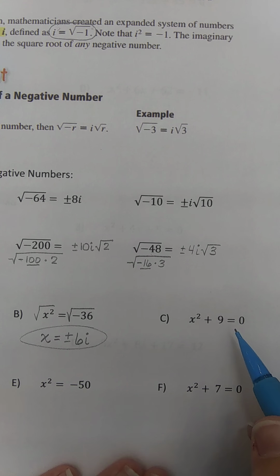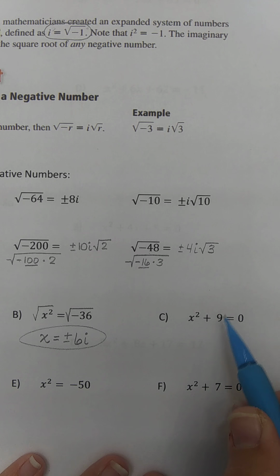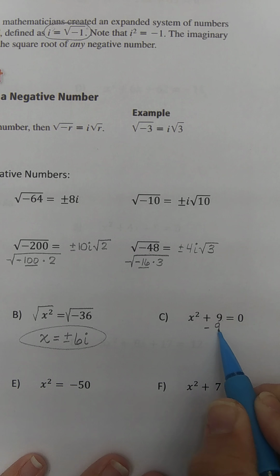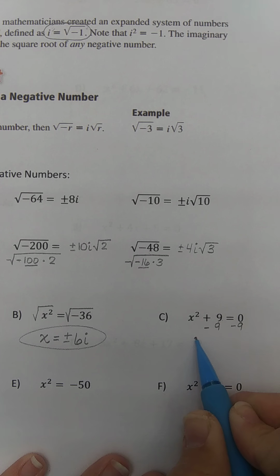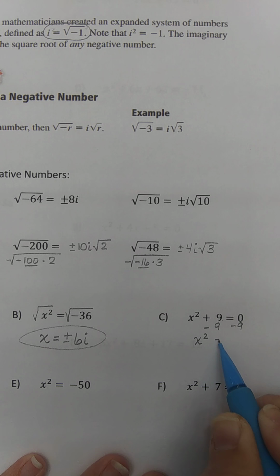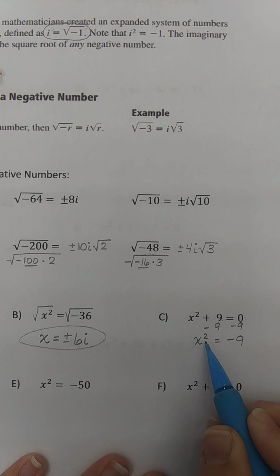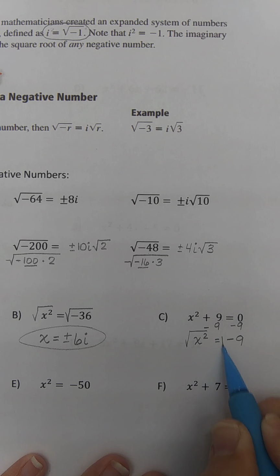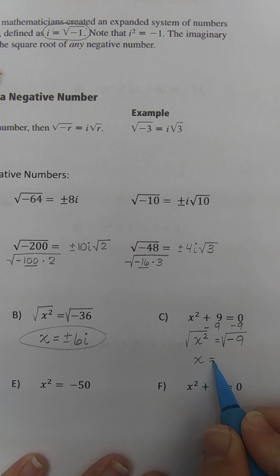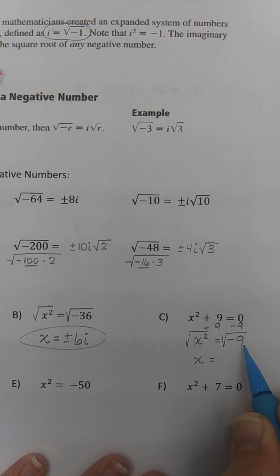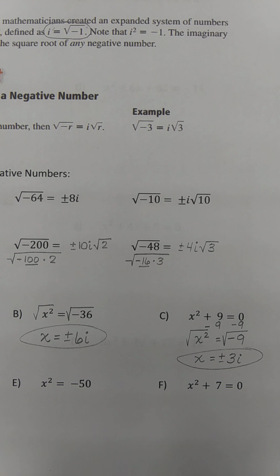Now in letter C, we have a little bit more complication because it's not just x squared. First, we have to get rid of this plus 9 so that we can get x squared by itself. So we'll subtract 9. What we do to one side, we do to the other. X squared equals 0 minus 9, which is negative 9. Now to get x alone, we have to get rid of the squared, so we'll square root. What we do to one side, we do to the other. Squares and square roots cancel out, so x equals the square root of negative 9. So the square root of 9 is plus or minus 3, and because it's negative, we'll include an i. So our solutions are 3i and negative 3i.